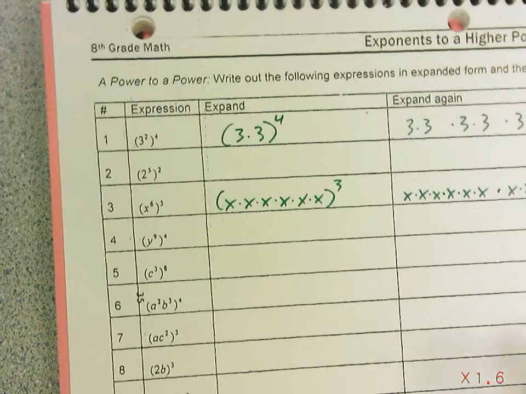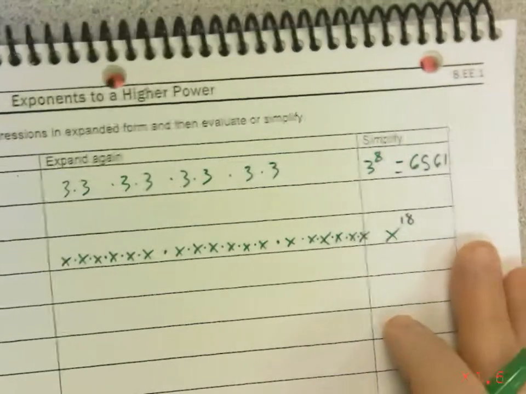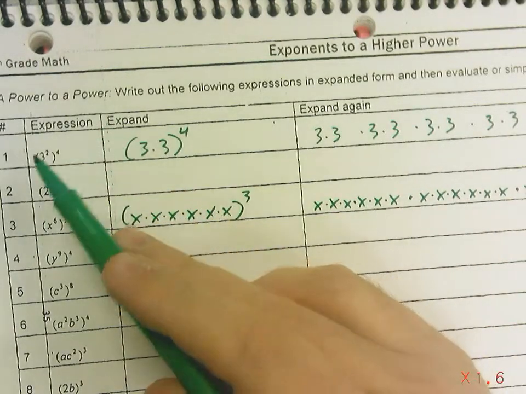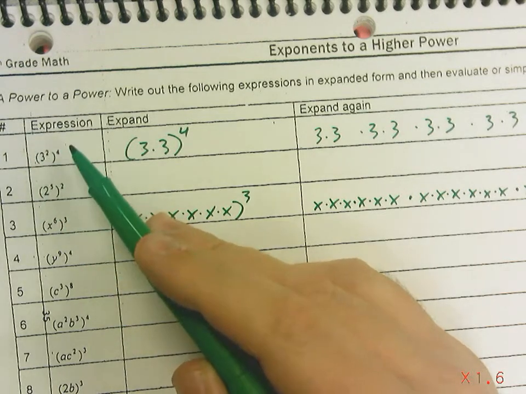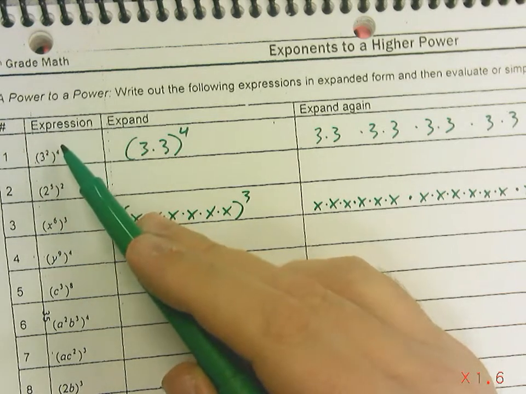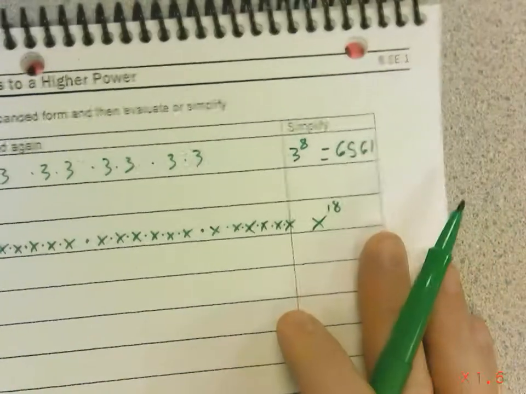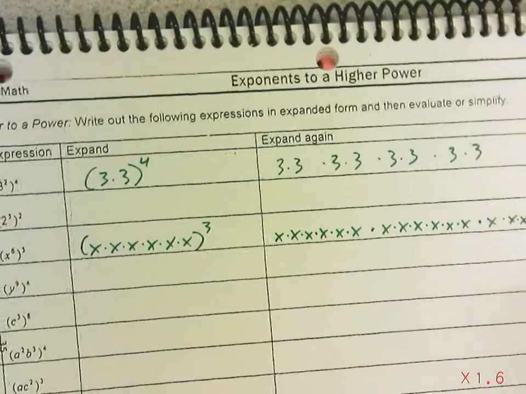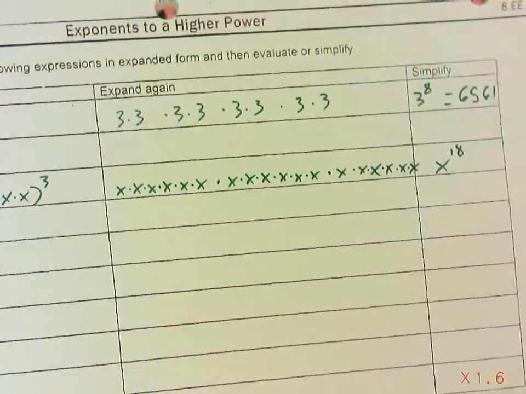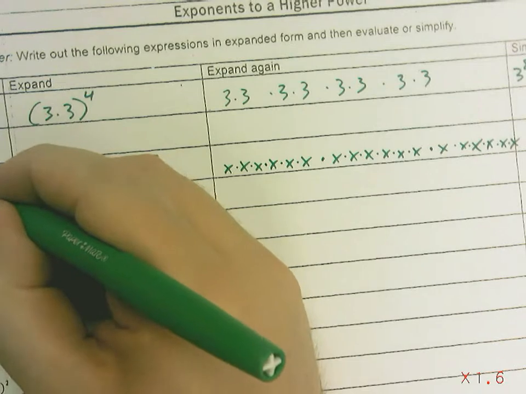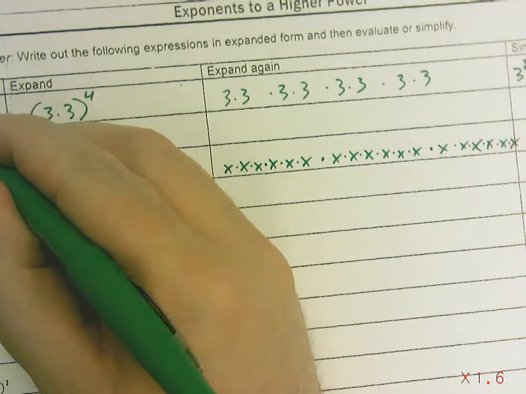So if you were to look back at the original, number 1 became 3 to the 8th power. It was originally 3 to the 2nd to the 4th power. What would you do with 2 and 4 to get to 8? You would multiply them, right? Same kind of idea with 6 and 3. 6 times 3 is 18. So our quick shortcut with these is to just multiply them together. The exponent on the outside just multiplies with the exponent on the inside.